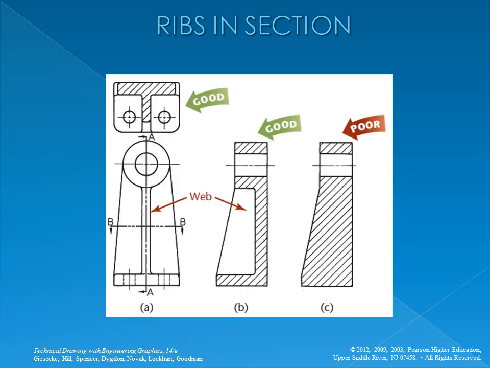To avoid giving a false impression of thickness and solidity, ribs, webs, gear teeth, and other similar flat features are not hatched with section lining, even though the cutting plane slices through the object. If a rib is sectioned when the cutting plane passes through it flatwise, it is often difficult to tell whether the rib is actually present. You will have several exercises on which you can practice these principles.